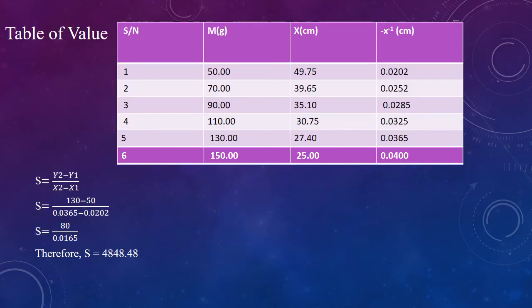Here you can see the nature of the table that has been formed from the set of instructions that was given to us earlier. We have m, x, and inverse x. Also, I added a serial number to indicate the number of times that this will be done. The slope you see here will be displayed and explained by the time we have finished plotting the graph.